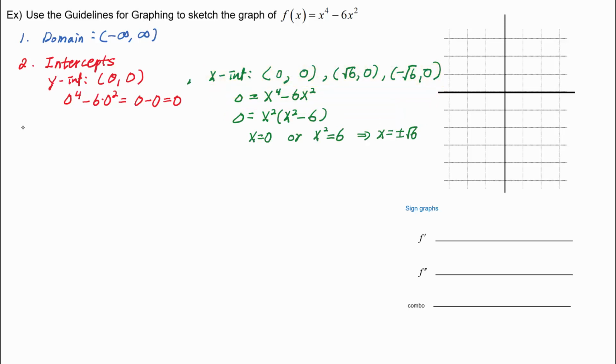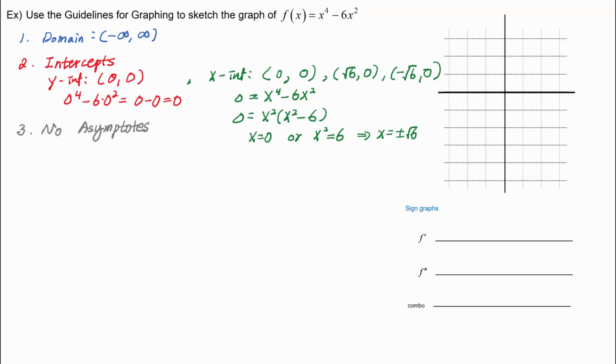We have no asymptotes since this function is defined on all real numbers. The degree of the numerator is not less than the degree of the denominator, and the degree of the numerator is not exactly 1 degree higher than the degree of the denominator. So there are no asymptotes.